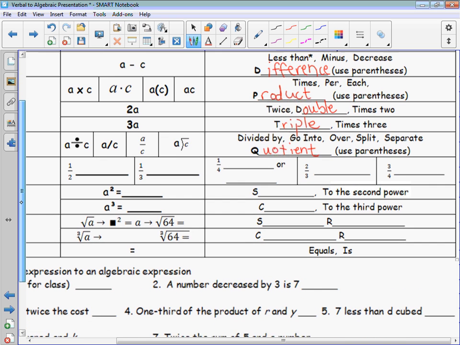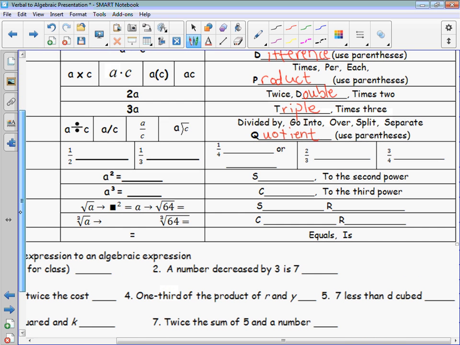All right, then we got our fractions. You should know how to say this one. What's 1 over 2? 1 half. 1 over 3 is 1 third. All right, 1 over 4 has 2 names. One fourth. You could say one fourth, or you could say one quarter. Good.